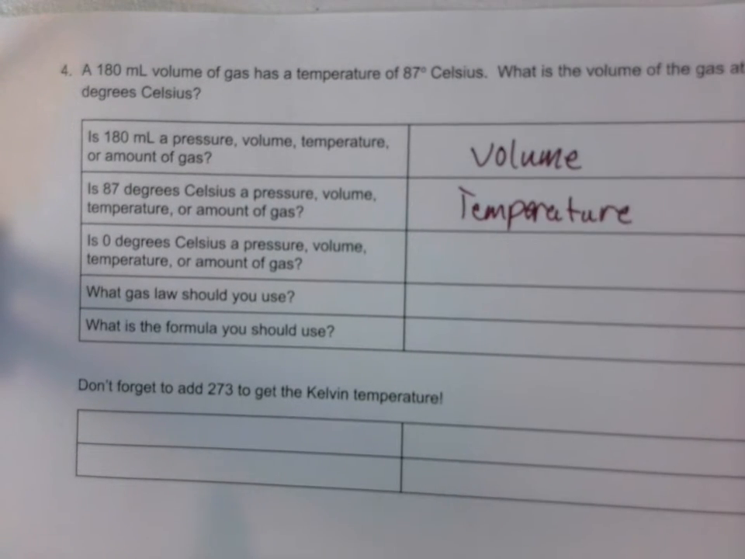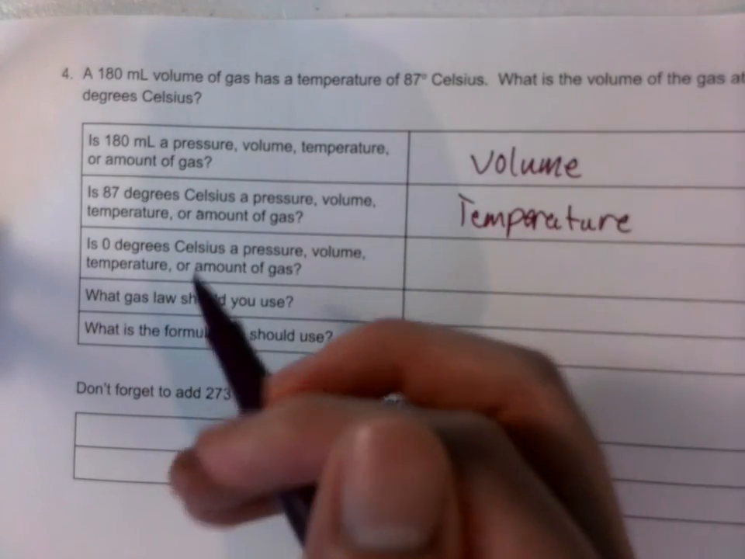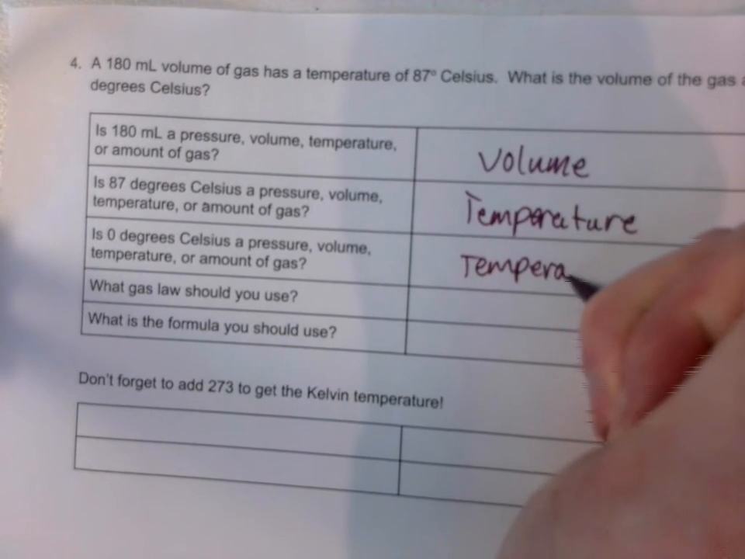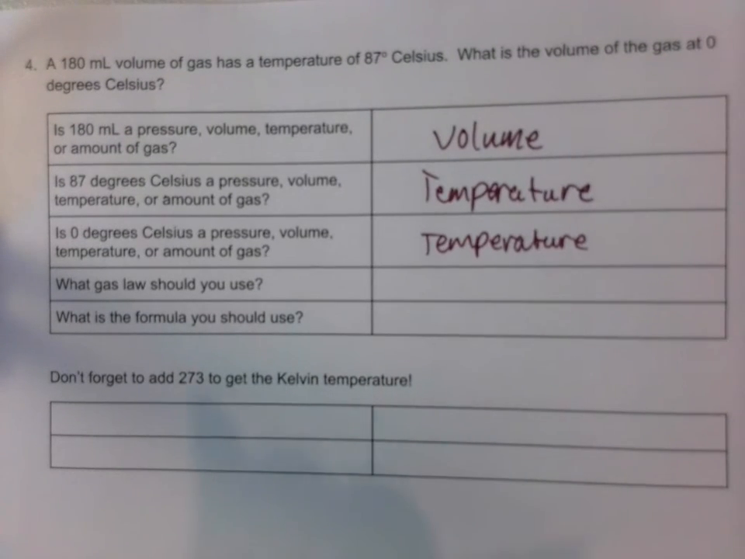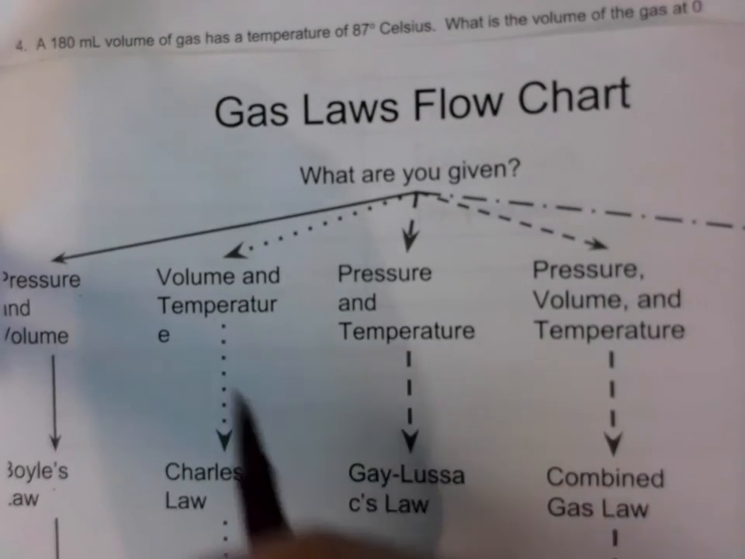Alright, 0 degrees Celsius. So 87 degrees Celsius was here, and that was a temperature. This is the same thing, so it's going to have to be another temperature as well. Alright, which gas law should you use? So we've got volume and temperature. So let's pull out this flow chart again.